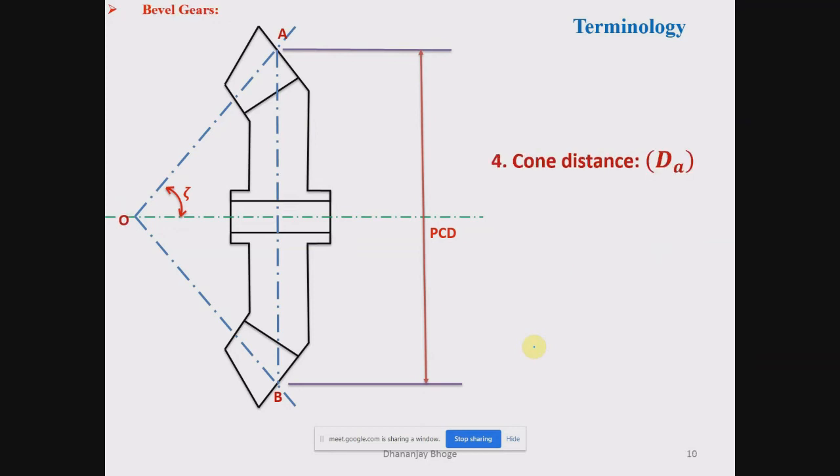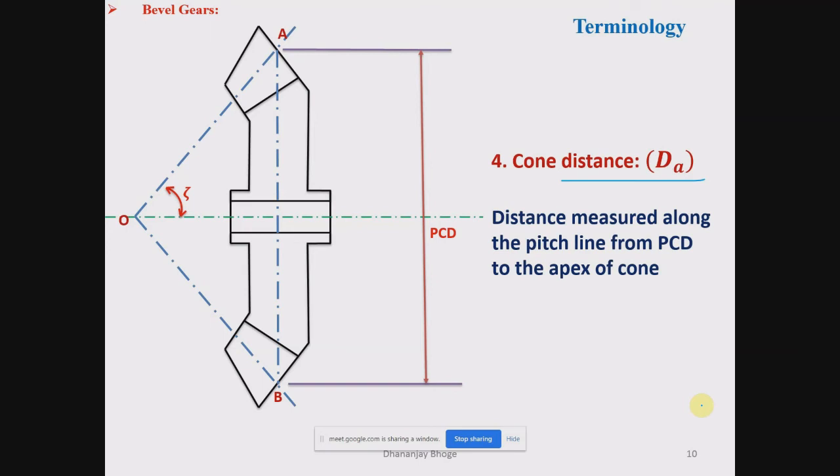Now next, number 4 is the cone distance, indicated by capital D suffix small a. Cone distance. Don't write, just read this. Distance measured along the pitch line from pitch circle diameter to the apex of cone.